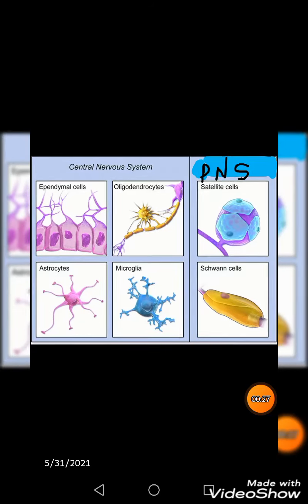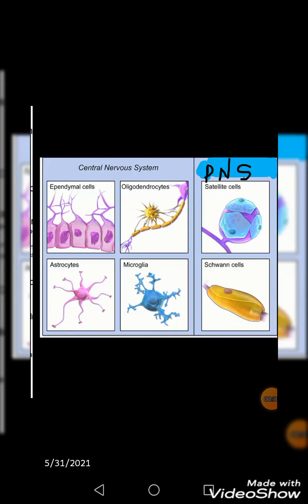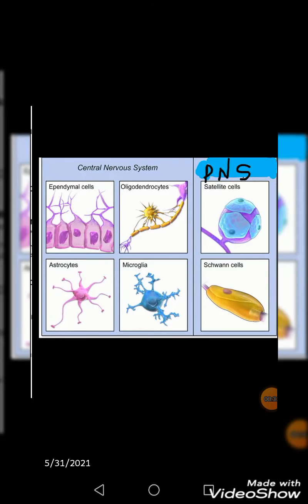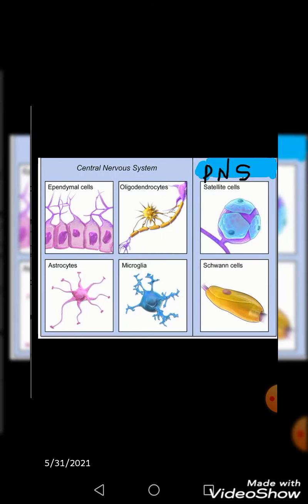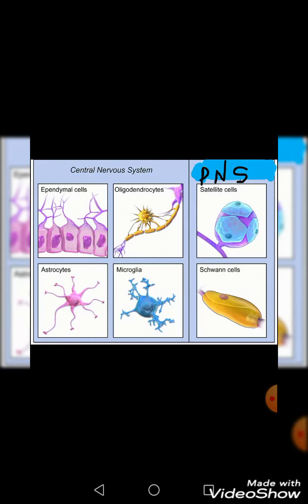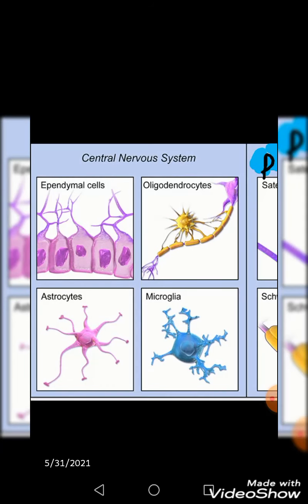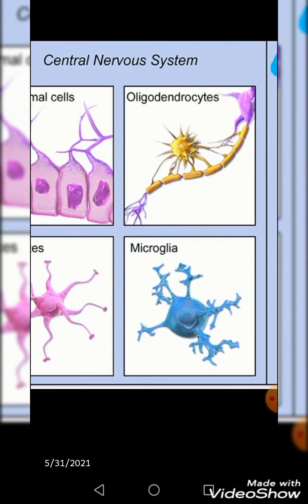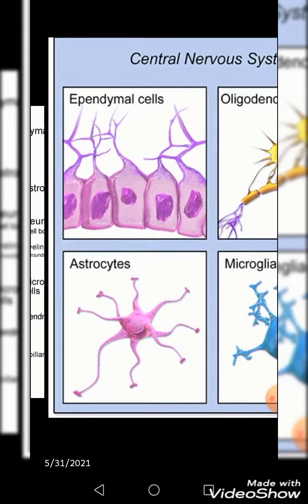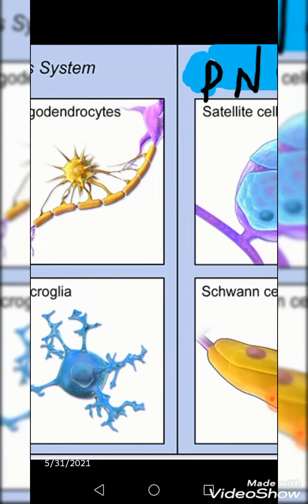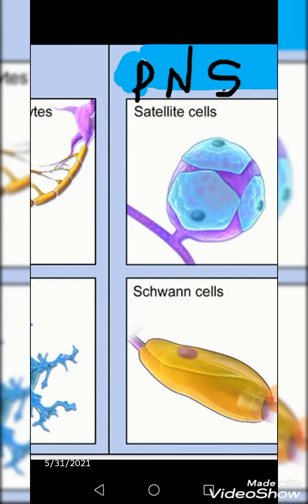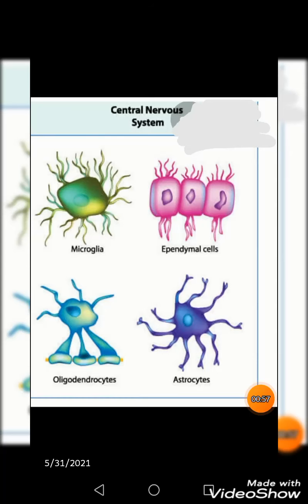Now in this picture you can see the neuroglial cells of the central nervous system as well as those of the peripheral nervous system. So let's name them again. The ependymal cells in the CNS, oligodendrocytes are there, microglia are also there, and the astrocytes, right? And if you see the list of the peripheral nervous system, you see the Schwann cells below and the stellate cells above, right?